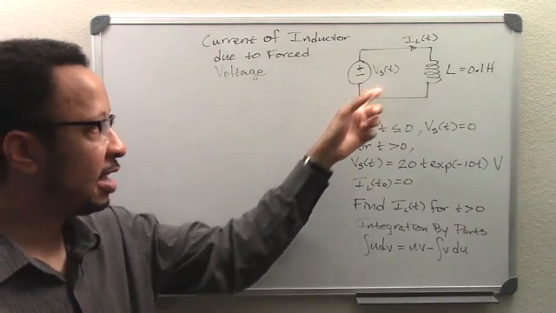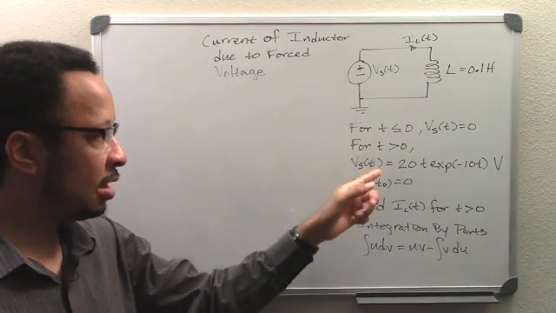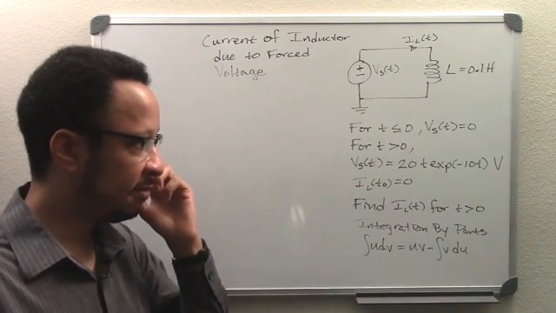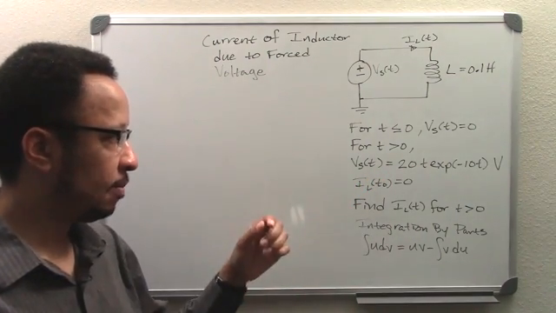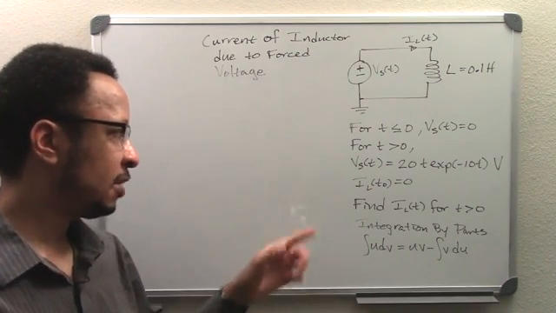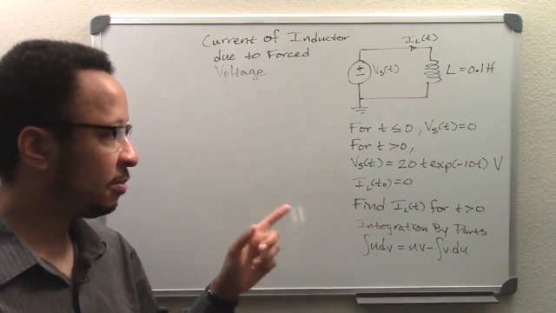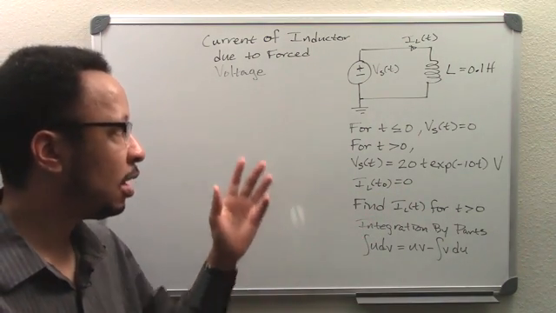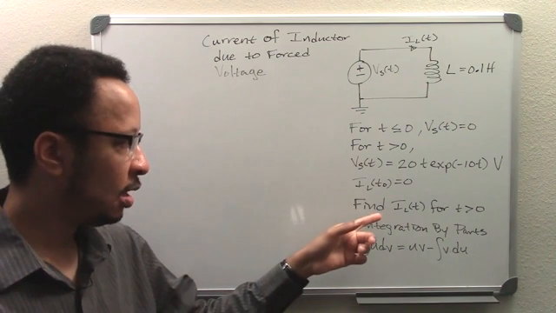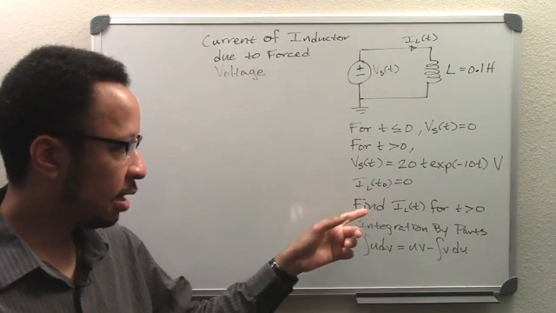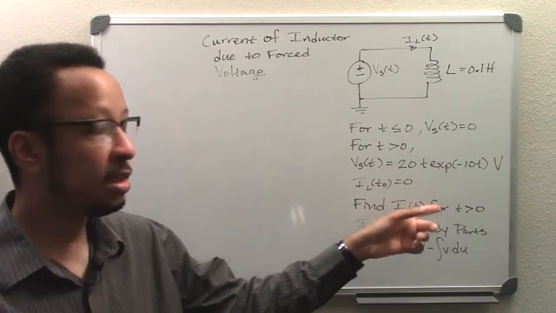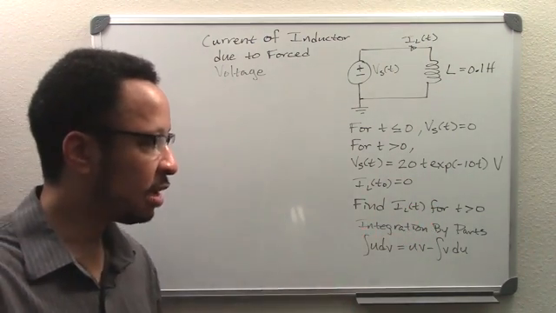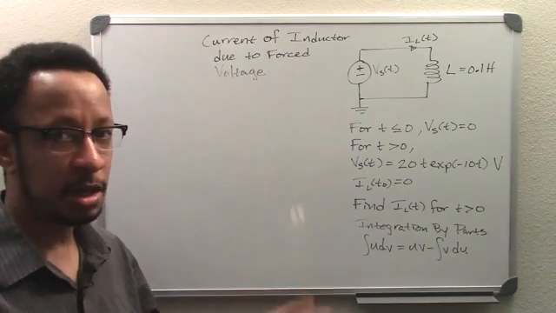That is to say, Vs of t is off. For t greater than 0, Vs of t is 20 times t exponential negative 10t volts. That's our functional composition for Vs of t. IL of t sub 0 is equal to 0, that is to say, there's no initial current flowing through this entire circuit. Again, our task is to find IL of t for t greater than 0. Also, as an extra note, we'll be using integration by parts in our derivation here.